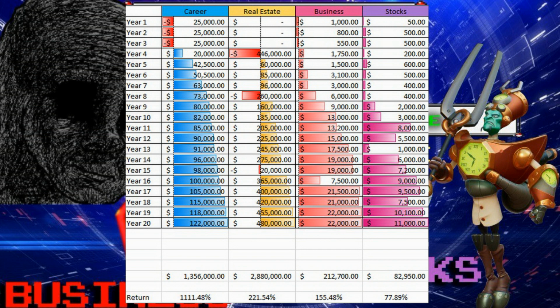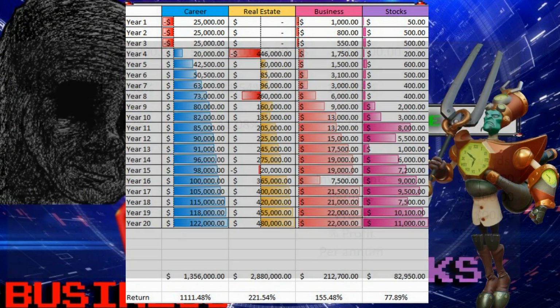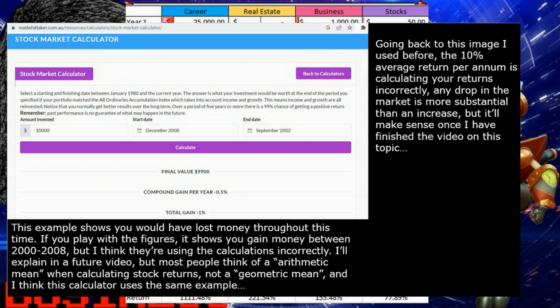If we only include year 9 onward, aka once we have a good gist of the market, the returns for this time frame is around 89%, which is around 8% annually. Still below the 10% people say the market has given in years past, but again, rough figures, chances are the returns are higher if you take the time to learn this.